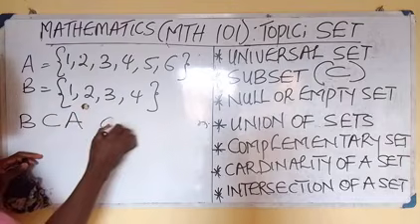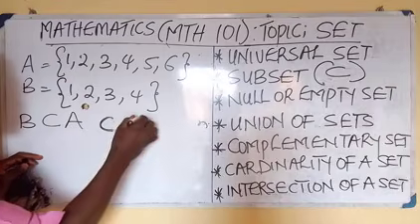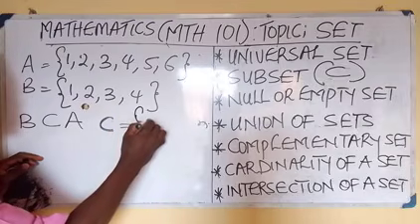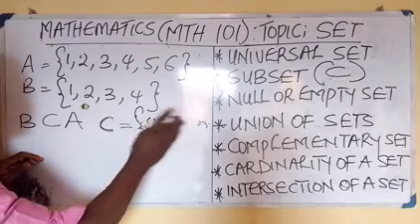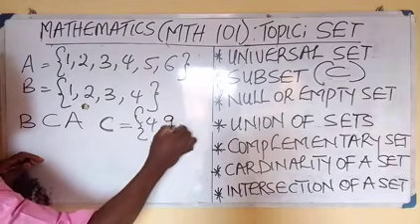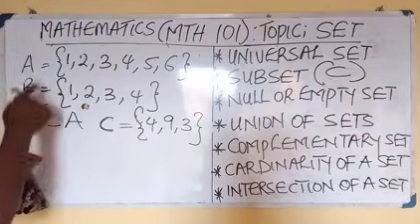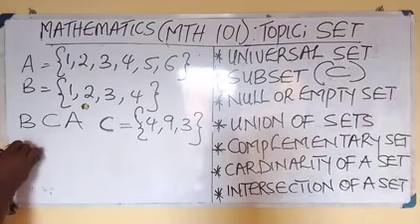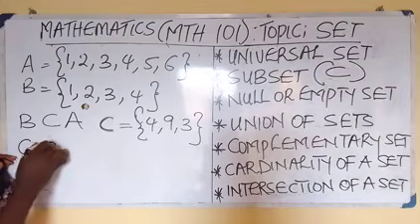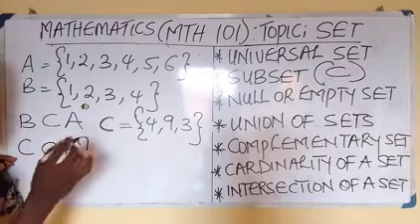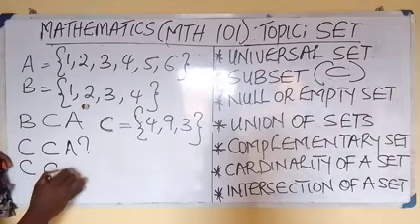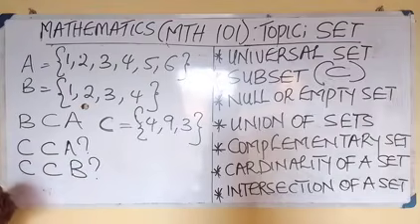What if I'm having C? Hold on. What if I'm having C to be 4, 9, 3. So A, B, C, I have C to be 4, 9, 3. Now the question is: is C a subset of A? Is C a subset of B? Now let's analyze it.